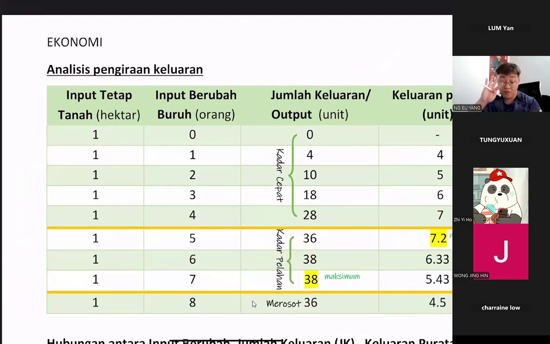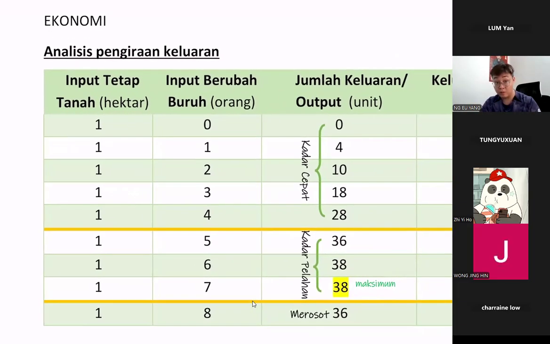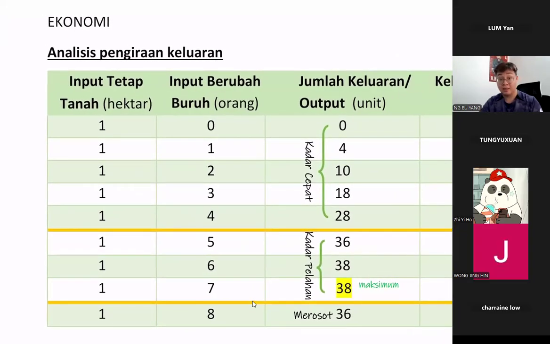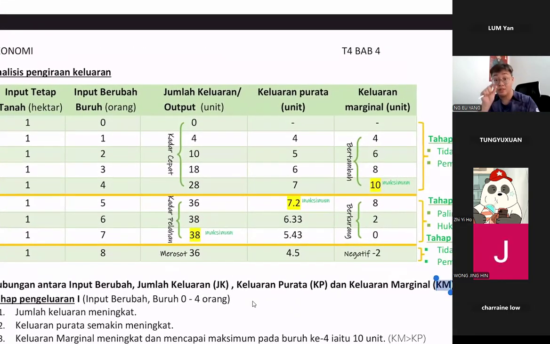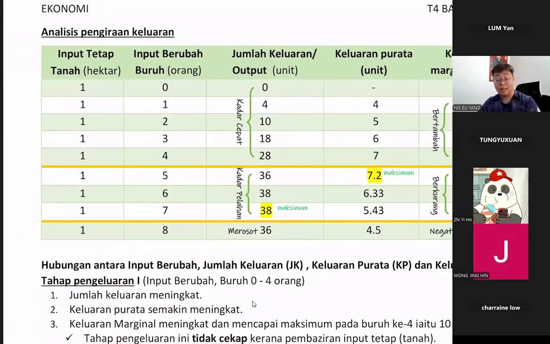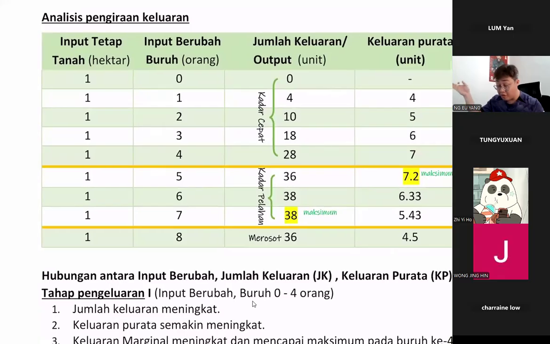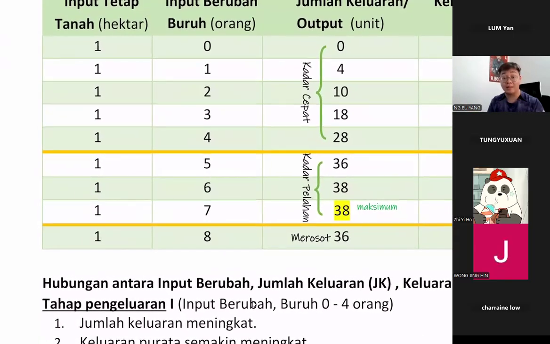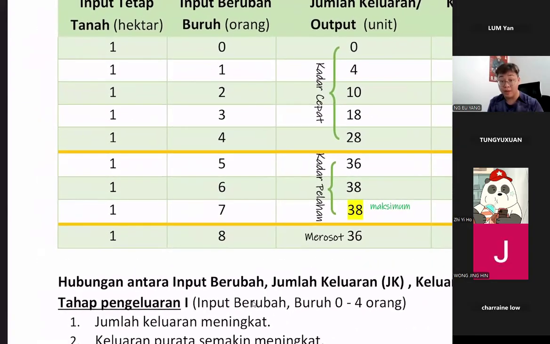So for the first 4 stages, from the first buruh to the 4th buruh, we can maximize the use of input berubah, the buruh, only for the 4th person. But the tanah still has a lot of empty places, which means we are not utilizing all the tanah. We're still wasting the tanah. Okay, so that's why the jumlah keluaran and keluaran purata are not at the maximum point. So what's happening for the buruh ke-8? After the maximum of jumlah keluaran, you can see the input berubah is 8 people. Yes, we try to fit more input berubah, the buruh, into the tanah of 1 hectare. But look, the jumlah keluaran already starts decreasing. What is happening? We are wasting the input berubah.